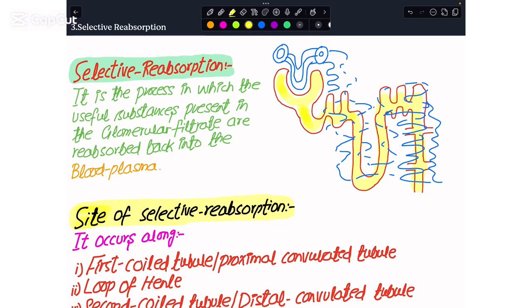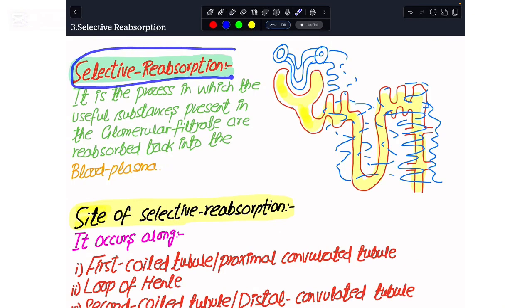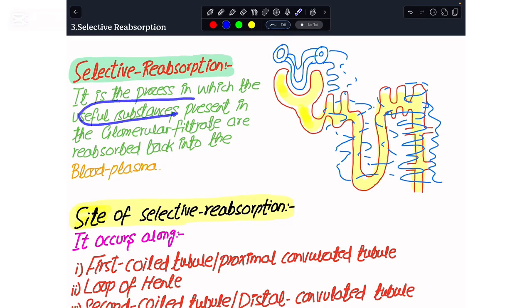Okay, class, so here we come to another important lecture, and this is the second step of urine formation, and we refer to this as selective reabsorption. By selective reabsorption, what we mean is that this is a process where the useful substances that we earlier produced in the glomerular filtrate would be reabsorbed back into the blood plasma.